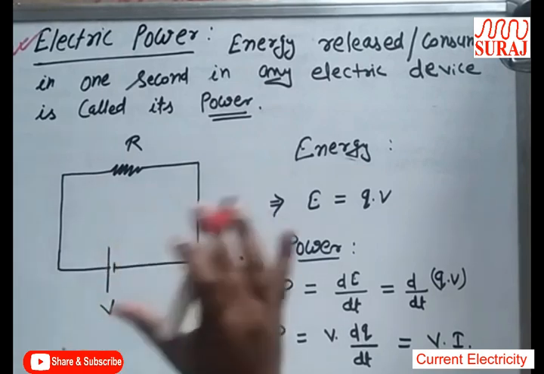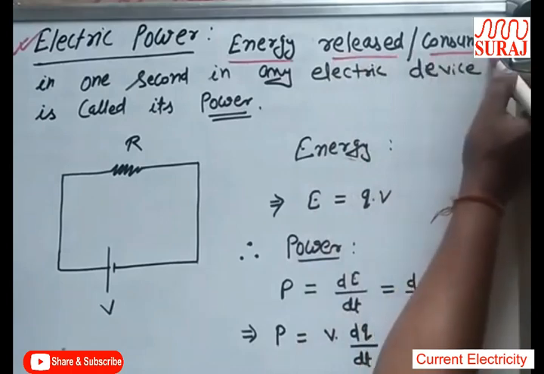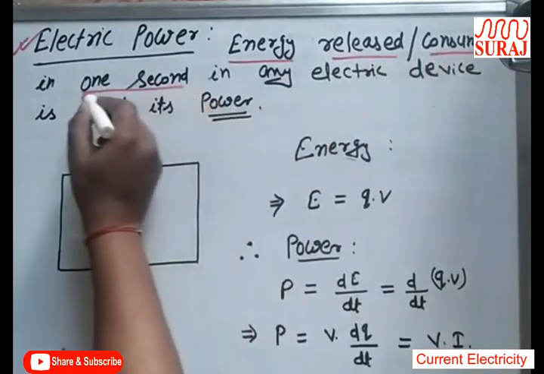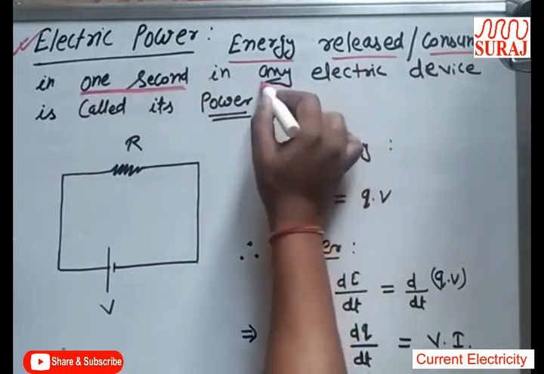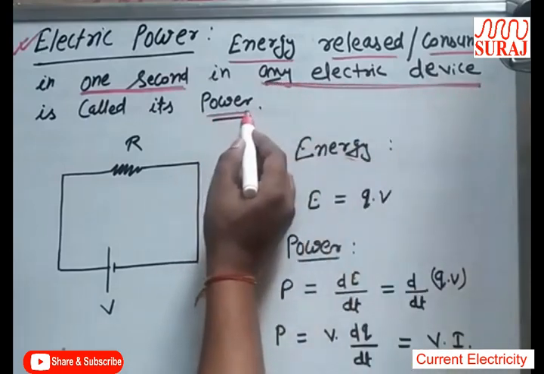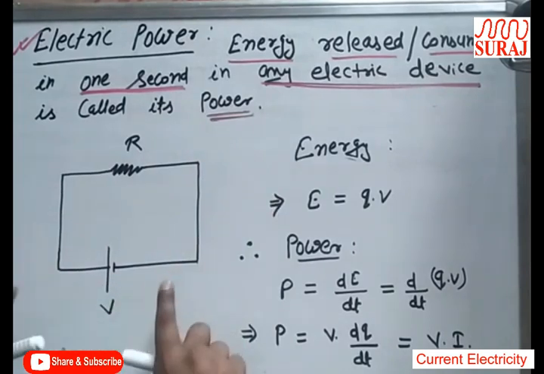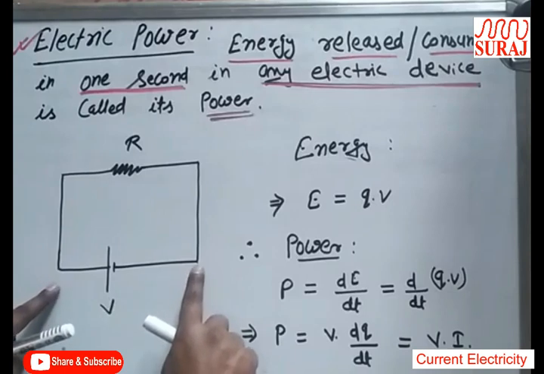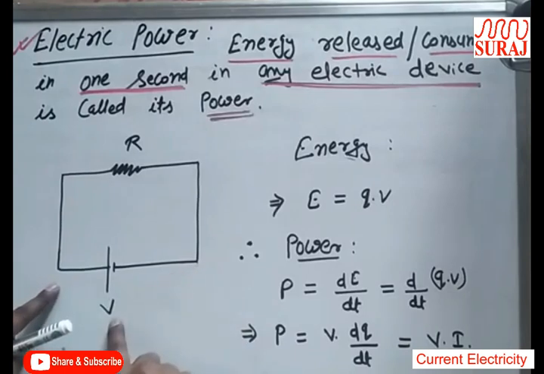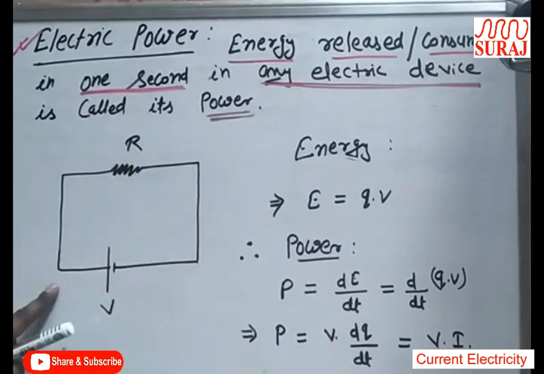From electric power. What is electric power? The energy released or consumed in 1 second in any electric device is called its electric power. For an example, suppose we have a battery of potential difference V. It is connected with a resistance R.